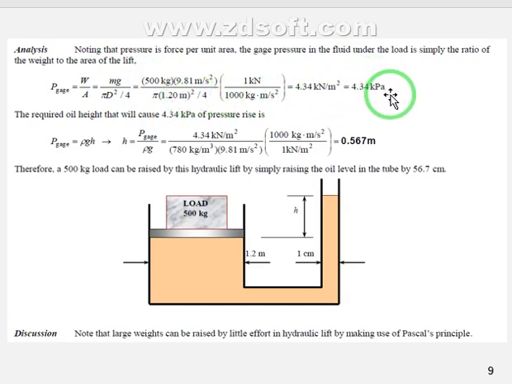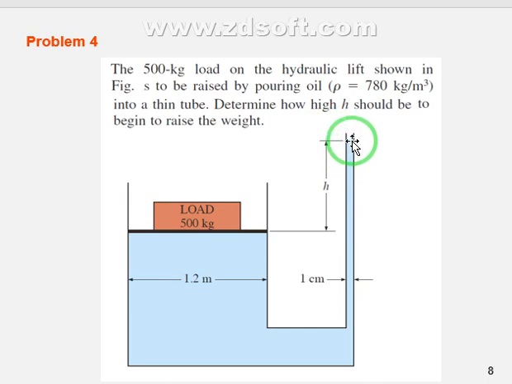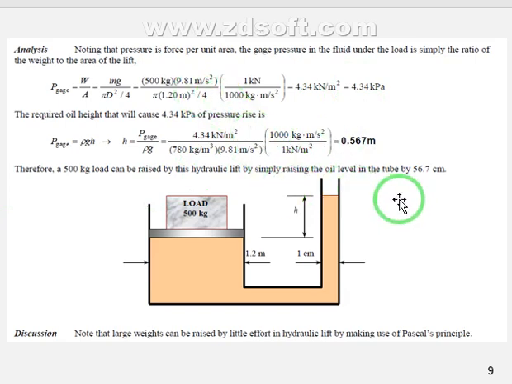So we know that the gauge pressure is 4.3 kilopascal in the left side, produced by the 500 kilogram. Then this will equal rho g h. I know rho, I know g, I know the pressure, so I can calculate h. We need about 56.7 centimeter. Just about 56 centimeter of oil will be enough to hold 500 kilogram. If we have a car of 2 ton, or 2000 kilogram, we will need about 2 meters, something like that. Very interesting example.